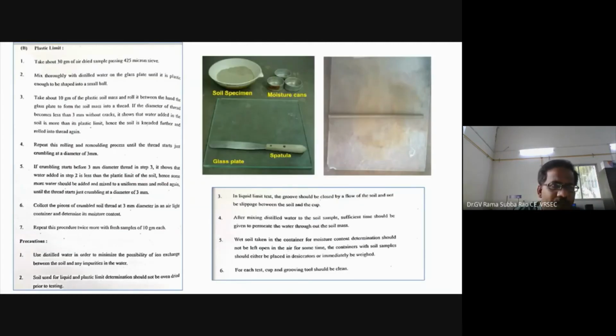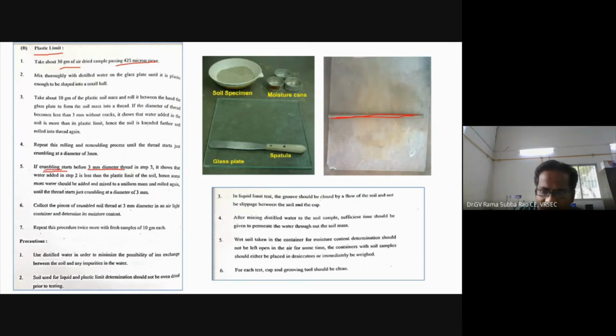Now we can see how to determine plastic limit. I will explain plastic limit. Here you see, take 30 gram of soil, which, as I told you, is air dried and passed through a 425 micron sieve. Add some water, and you see what we are doing here. We are making a rolling. This is the rolling thread method. We are trying to roll the soil, so that the diameter of the thread is 3 mm, and it also has to show crumbling.